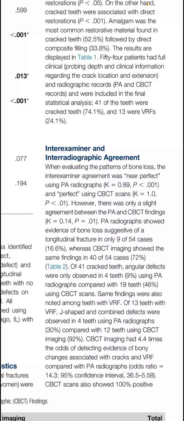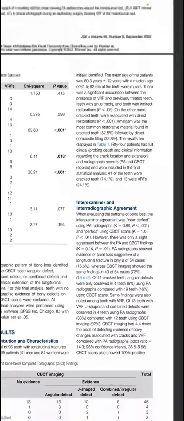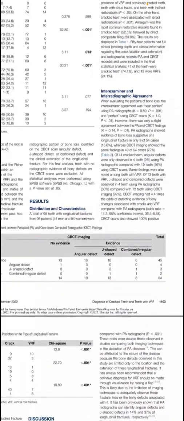Angular defects were observed in 9% of the cases using periapical radiographs, compared to 46% of the cases when using CBCT scans. Periapical radiographs showed evidence of bone loss suggestive of longitudinal root fracture in only 16%, whereas CBCT imaging showed the same finding in 72% of the cases.